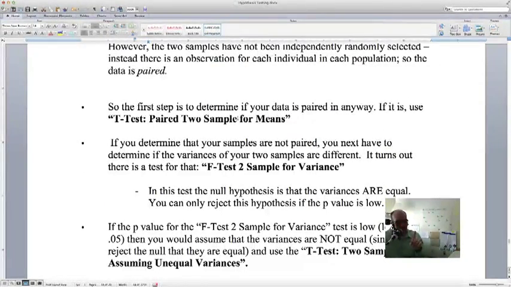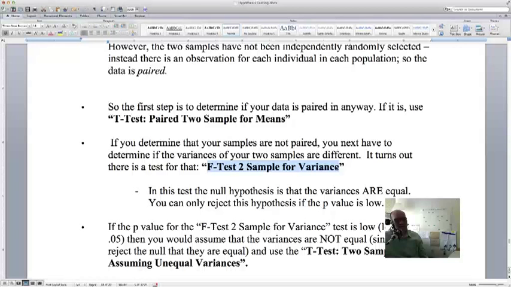So in order to do that, we have to run a separate hypothesis test. This is sort of a hypothesis test embedded in another hypothesis test. So this gets a little bit crazy, but not really too bad. In this case, we're going to run this test called an F-test Two-Sample for Variances. All this does is compare the variance across my 2 samples to say, are these 2 variances the same?